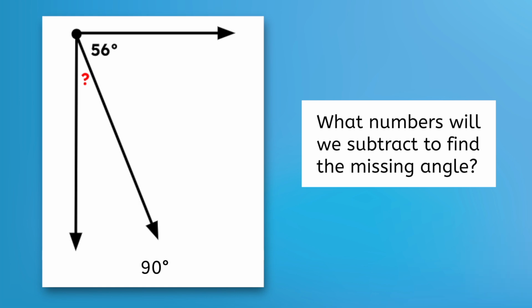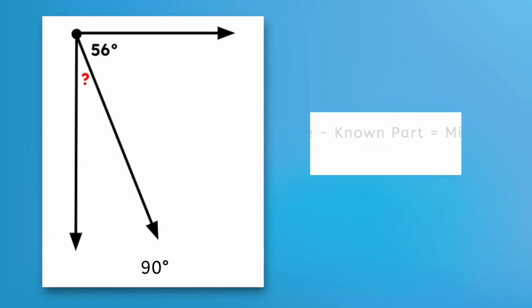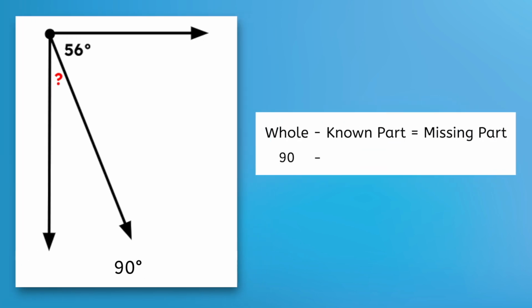The whole is 90, and we need to subtract the part we know, which is 56. 90 minus 56 equals 34. So the lower angle must be 34 degrees. We should always check our work to make sure. Is 56 plus 34 equal to 90? Yes, so the missing angle is 34 degrees.